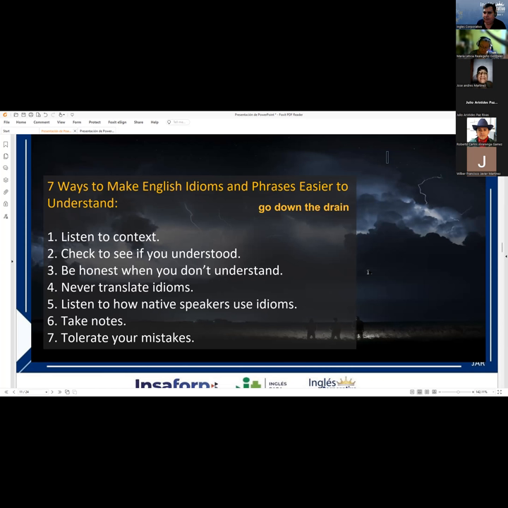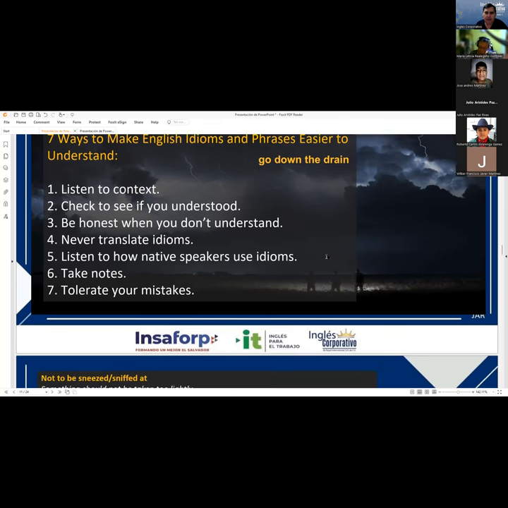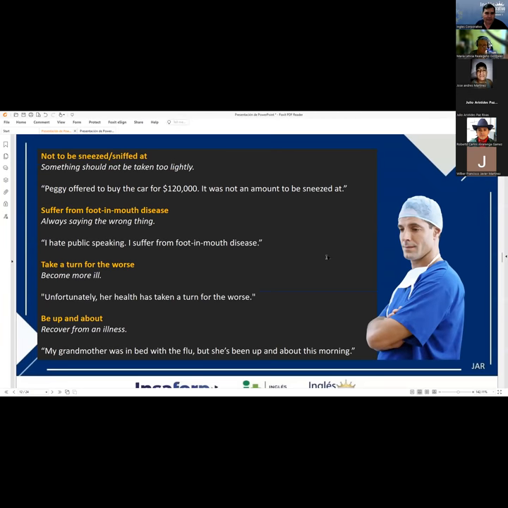Try, tolerate and learn from your mistakes. When you make mistakes, correct them and learn from there, okay? So those are ideas for you to use idiomatic expressions more easily. Okay, here are some examples. Remember that right now the topic is medical complaints. We're using idiomatic expressions to talk about medical complaints.